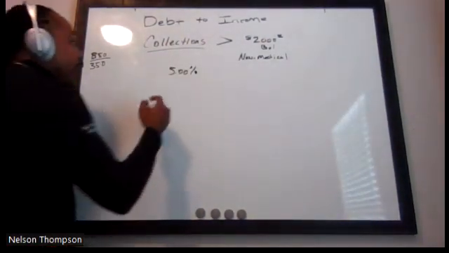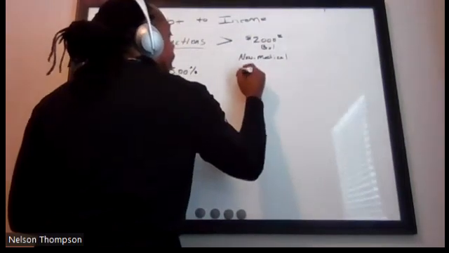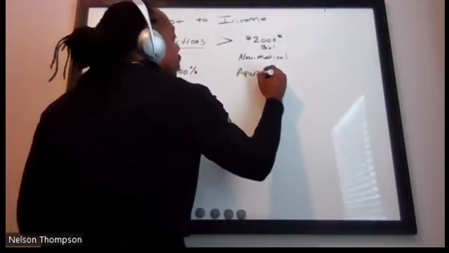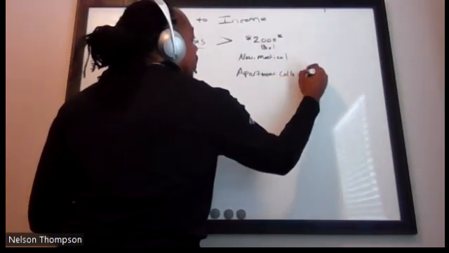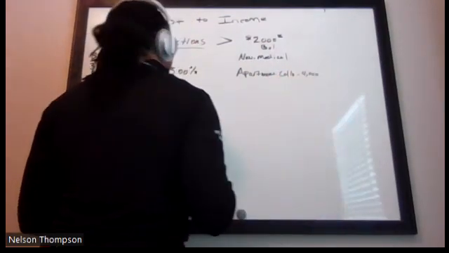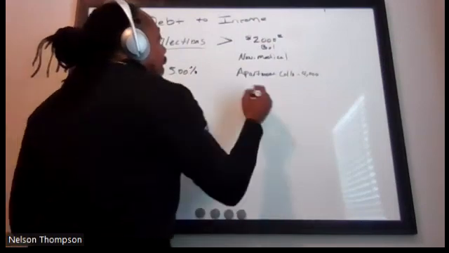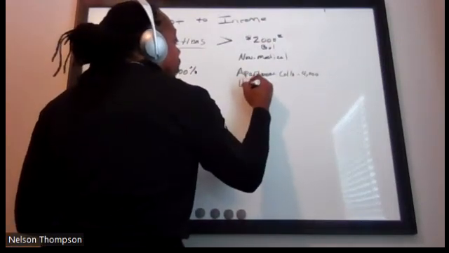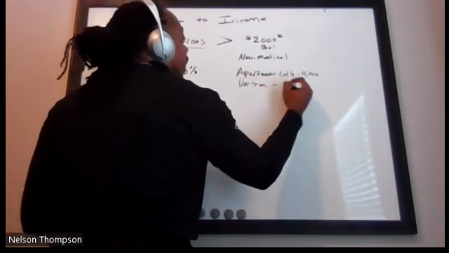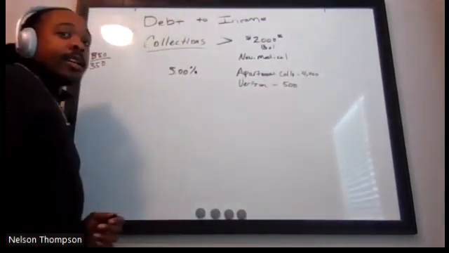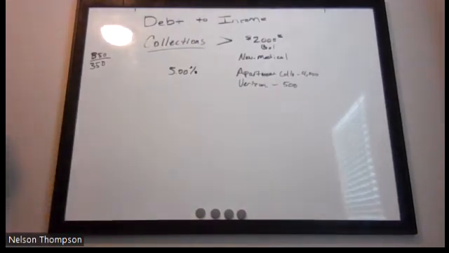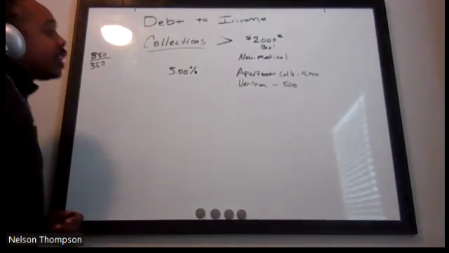So let me give you an example. Let's say you have an apartment collection, and you got an apartment collection that's $4,000. Let's say you got a Verizon collection, I see that sometimes. Verizon collection is $500.